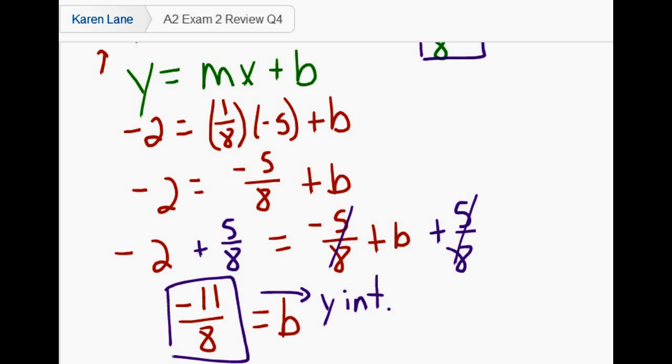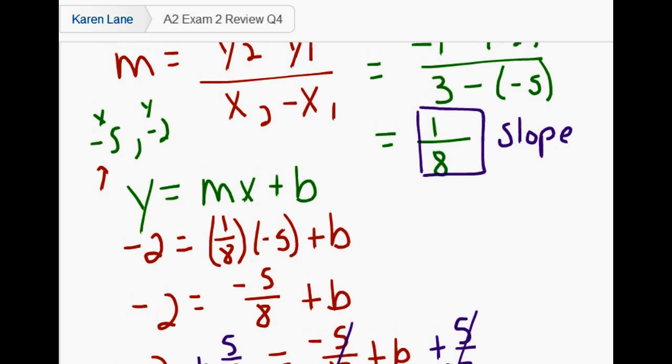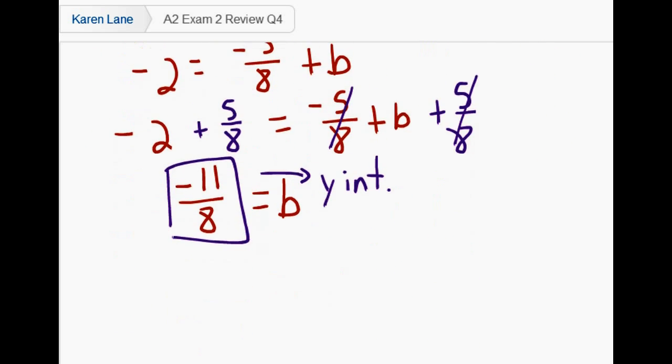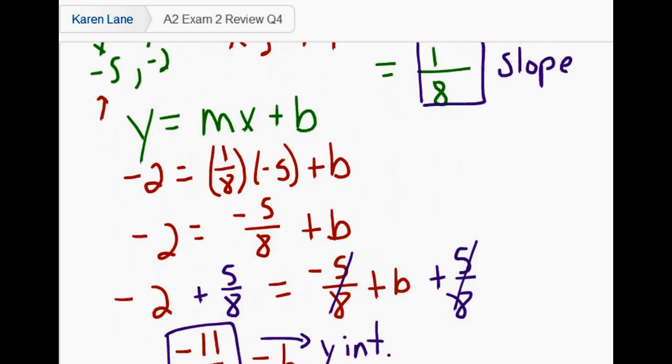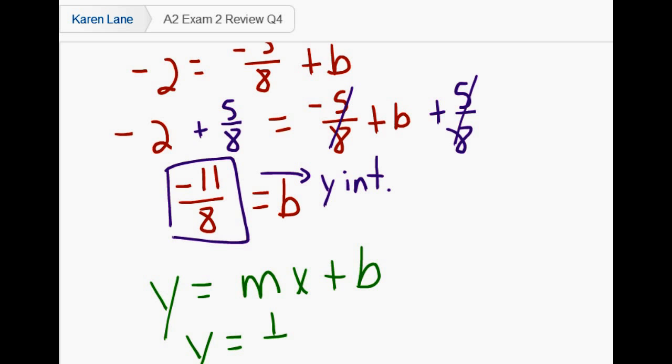So now we have everything we need. We know our slope is 1/8, and our b is -11/8. So we'll just fill in our form. So y equals, our slope is 1/8 x. Our y-intercept is -11/8, so that will be -11/8.